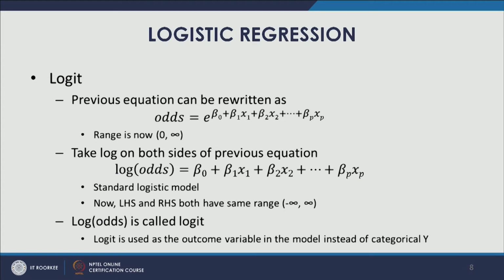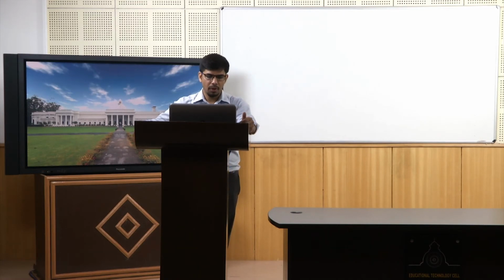So the range is matching. And this formulation that we now see, log of odds being expressed as a linear function of these predictors, that is beta 0 plus beta 1 x1 and so on, is the standard formulation of a logistic model. This is the formulation that we typically use in linear regression modeling. Now this term on the left-hand side, log odds, is called logit.